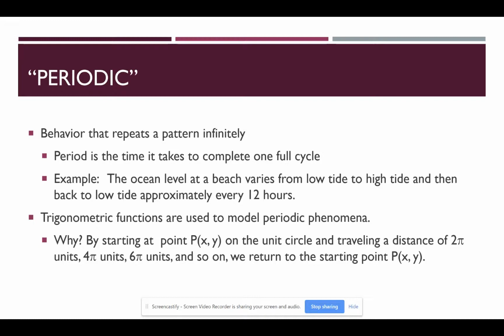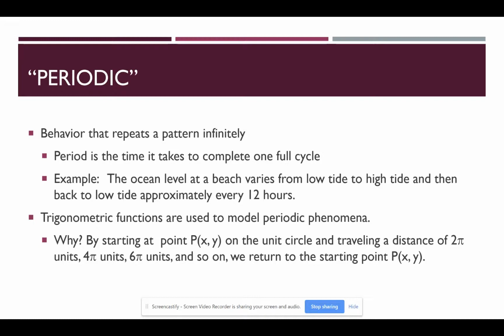And the period, which is the time it takes to complete one full cycle for the seasons, is 365 days or 12 months. Another example would be, again, the idea of high tide and low tide. And again, they vary from low tide to high tide and back to low tide about every 12 hours. So that is a periodic behavior that has a period of 12 hours.